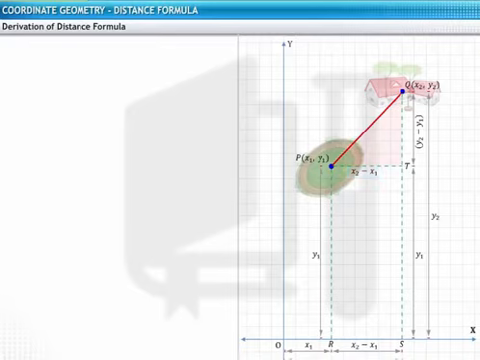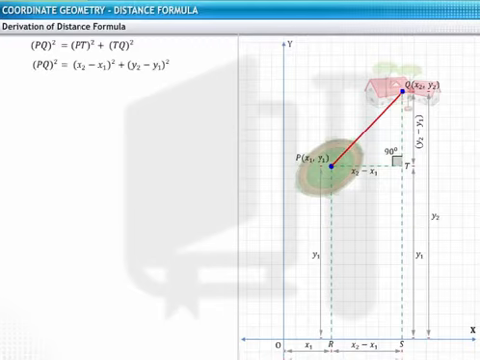As you can see, PTQ is a right-angled triangle. Pythagoras' theorem states that in a right-angled triangle, the square of the hypotenuse is equal to the sum of the squares of the other two sides. Therefore, in triangle PTQ, the square of PQ is equal to the sum of the squares of PT and TQ. On substituting the values of PT and TQ, you get PQ equals square root of (x2 minus x1) whole squared plus (y2 minus y1) whole squared.